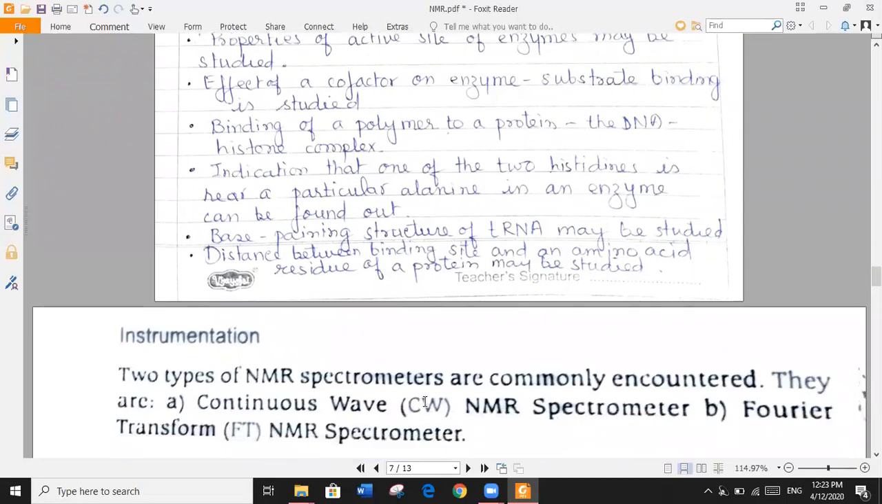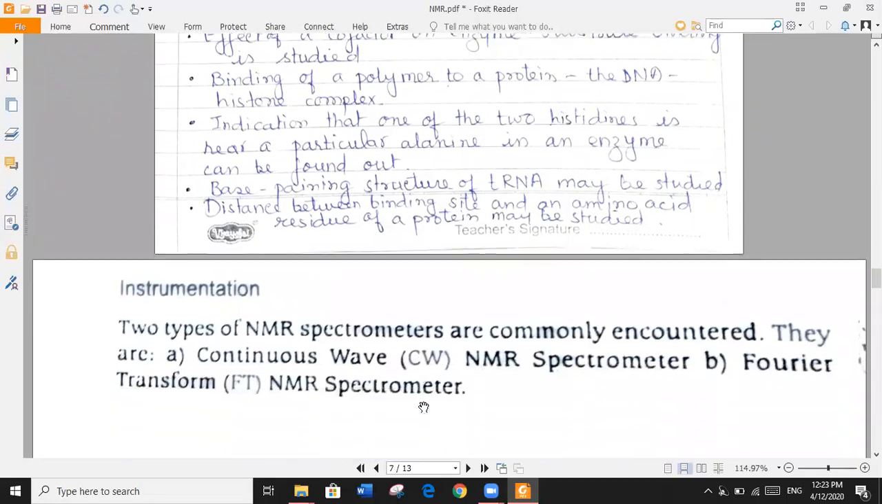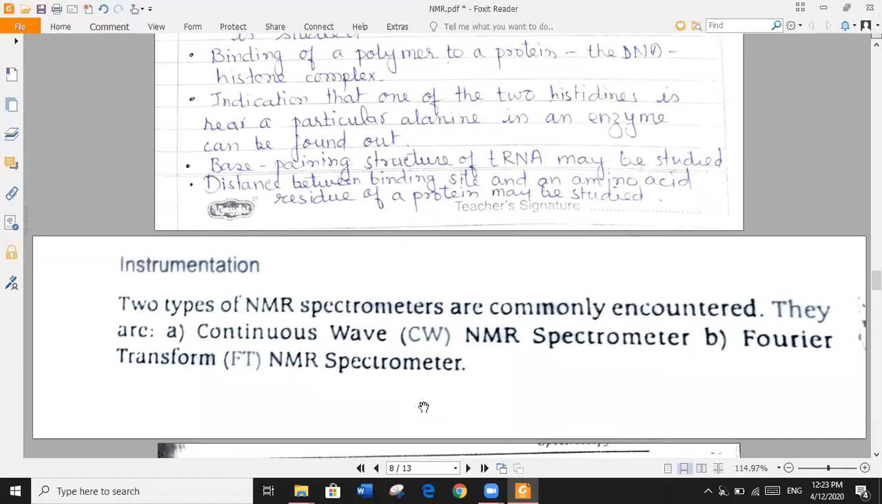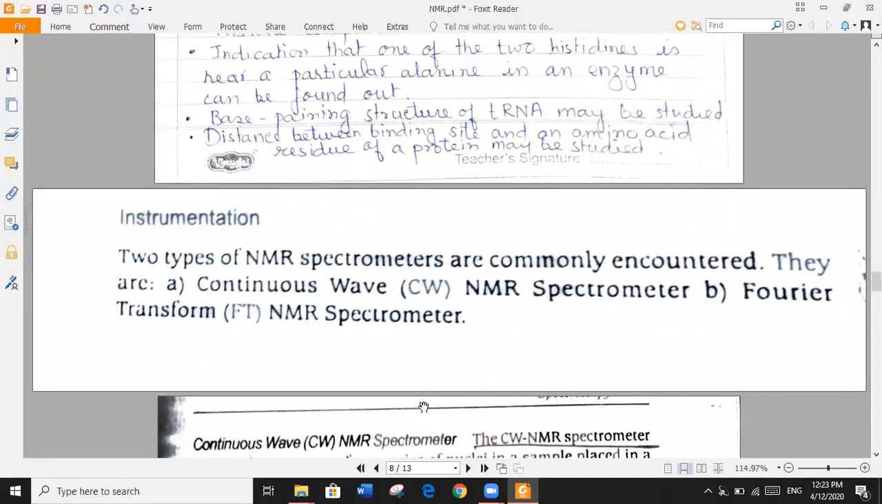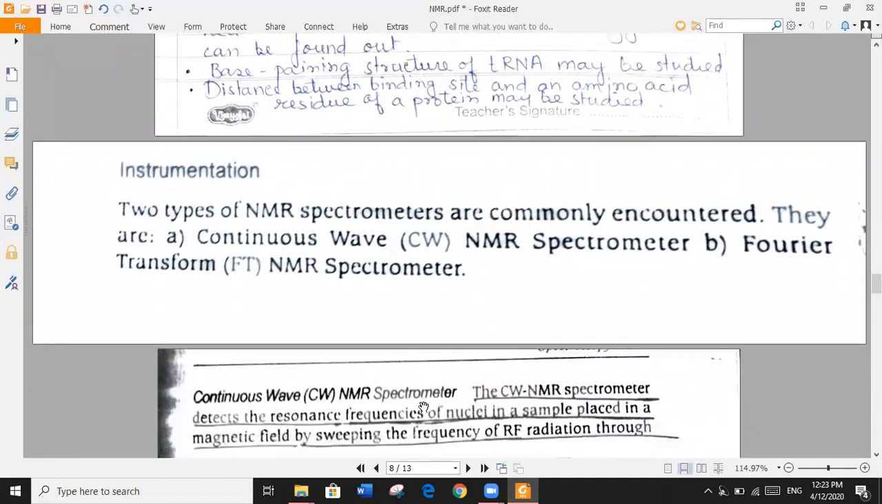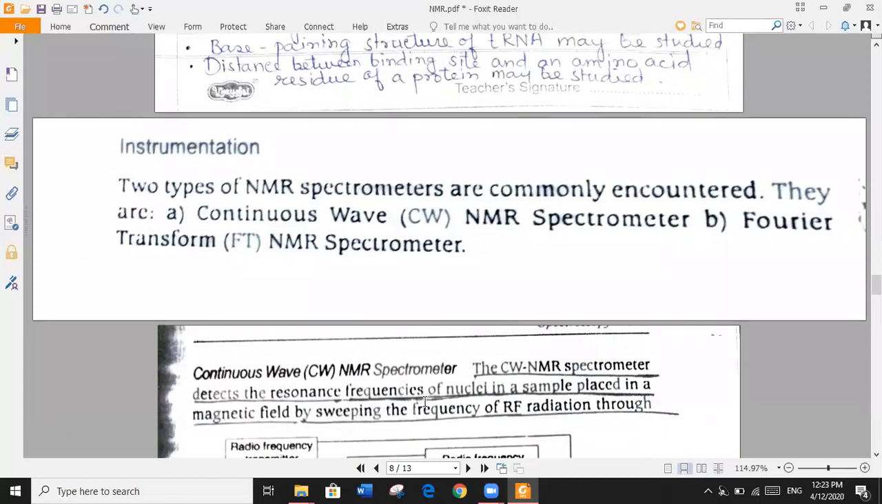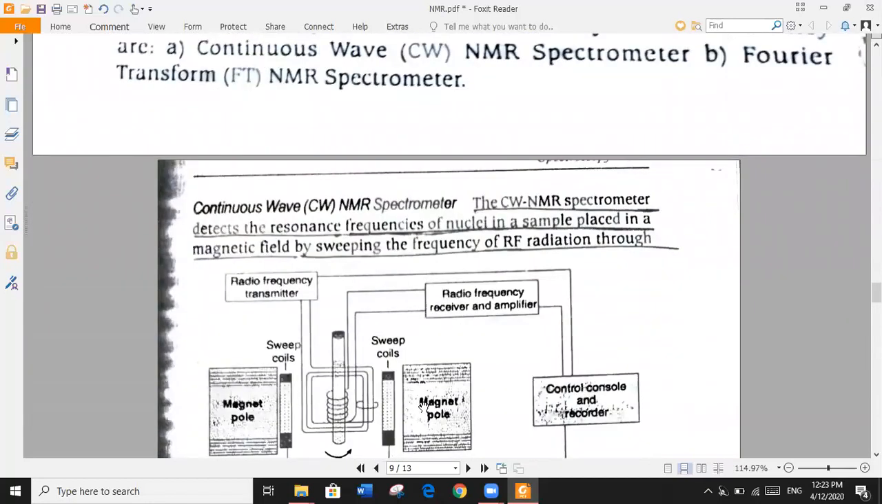Now, how is the instrument made? Instrumentation. Two types of NMR spectrometers are commonly encountered. They are a continuous wave NMR spectrometer and Fourier transform NMR spectrometer. Here we will study the first one, the continuous wave NMR spectrometer.